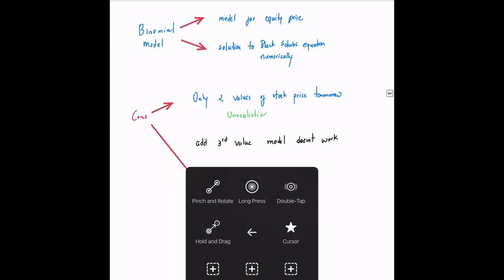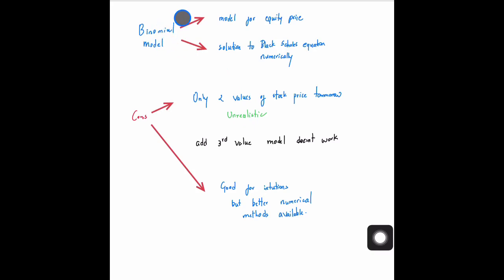Now the binomial model will basically tell you a model for how the equity price, that is the asset or stock price, is changing with each time step. Also because of that, it will help you to get a numerical model for the Black-Scholes equation, which is a partial differential equation for option pricing.